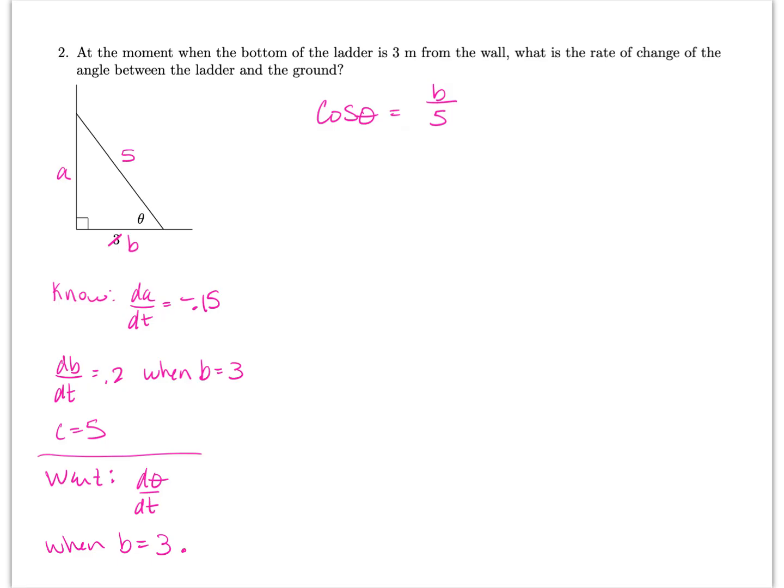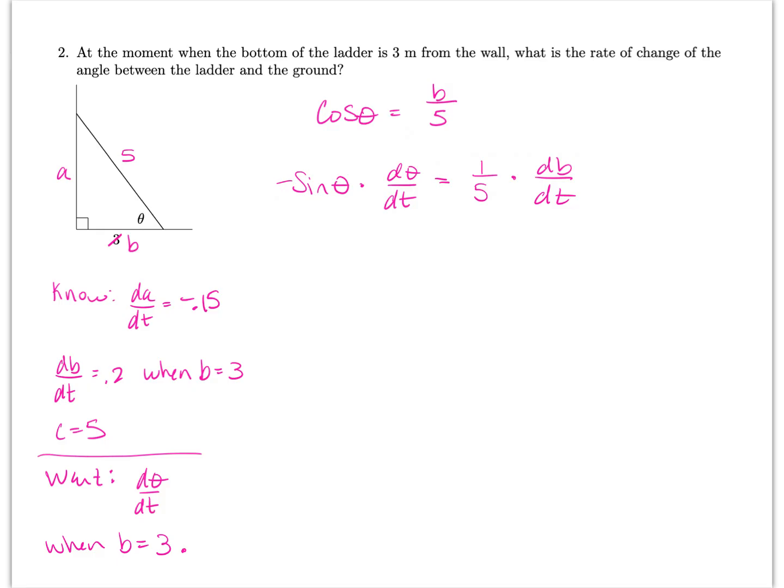So I'm going to take d dt of both sides, and the derivative of cosine theta is negative sine theta times d theta dt. And the derivative of b over 5 is 1/5 times dB dt, right? The derivative of 1/5 of b is just 1/5, and then times the derivative of the stuff, dB dt. Now plug in what we know and solve for what we want.